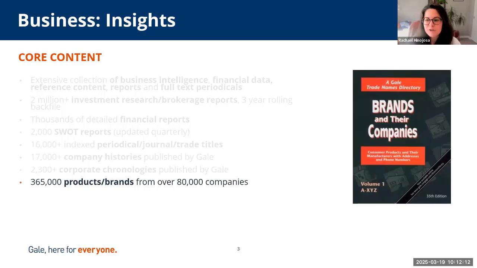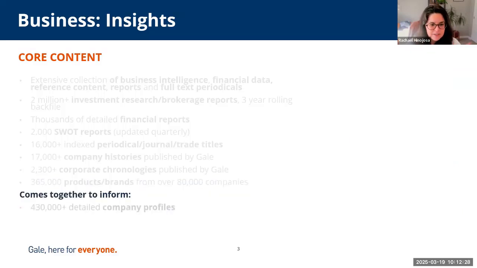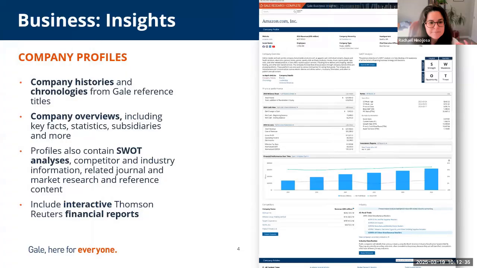Now, these all come from Gale proprietary titles that we've been publishing for, I want to say, 3 decades now, maybe a bit more. They started out as print titles. Now, of course, they're digital, and all of that data feeds into this database. As I mentioned, they form these company profiles, which we're going to take a closer look at now.